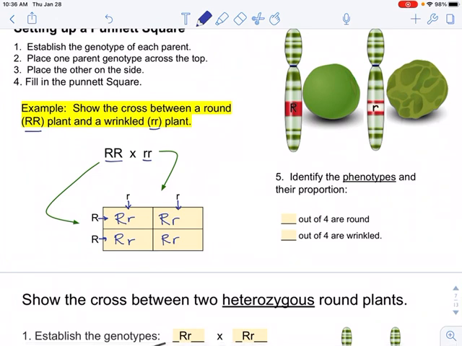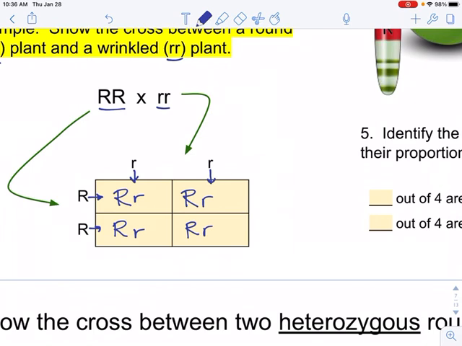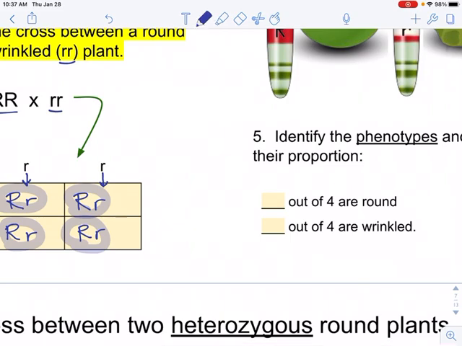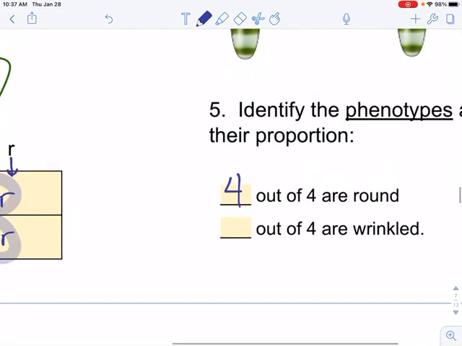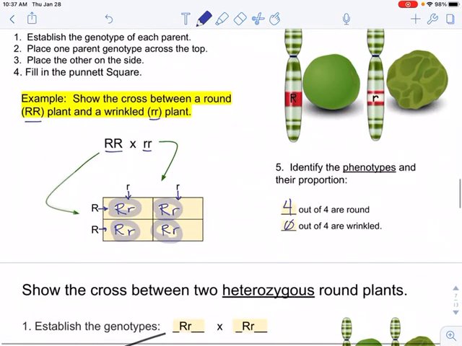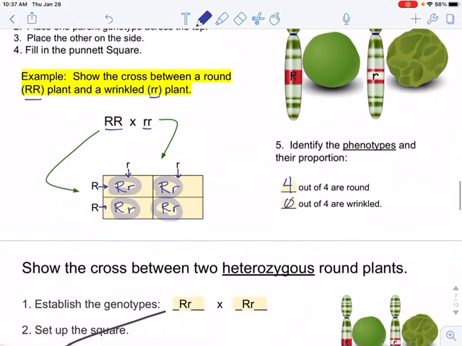So then we can answer a question, what are the phenotypes? So how many out of 4 would be round? So we would have to look into this Punnett square and look for that dominant allele. This box has dominant, so it would be round. This box has a dominant allele, so it would be round. This box has that capital R, so it would be round. And so does this one. So all 4 of our possible offspring outcomes would be expected to be round, and therefore 0 would be expected to be wrinkled.